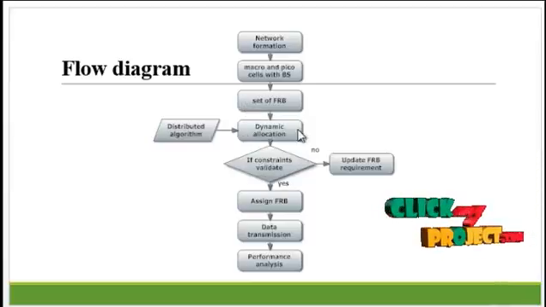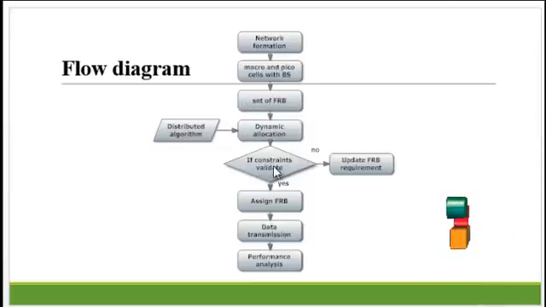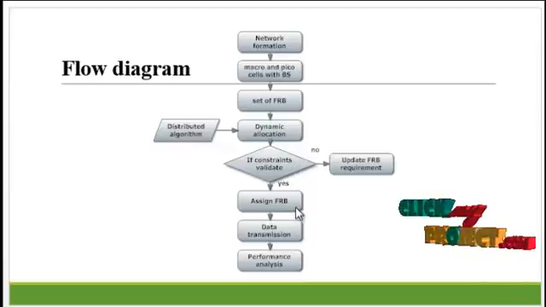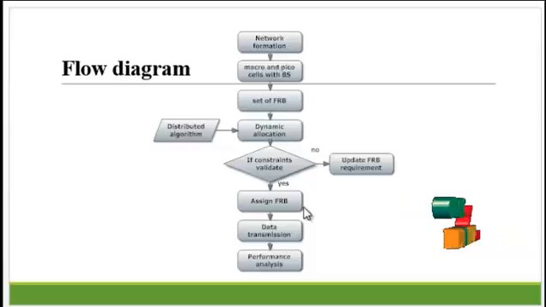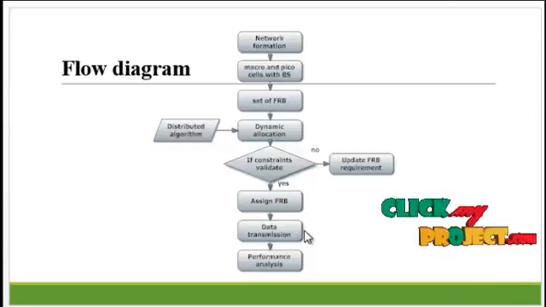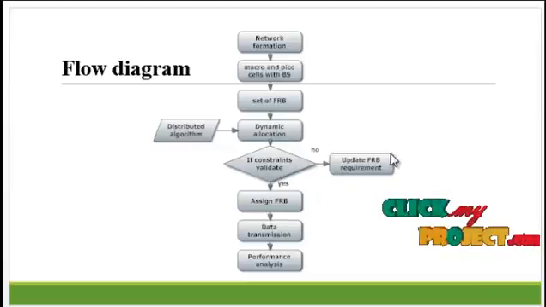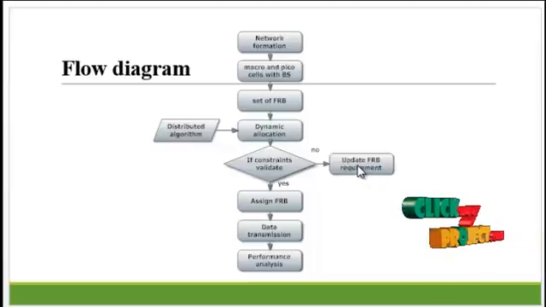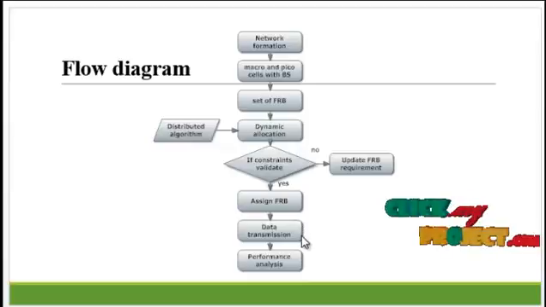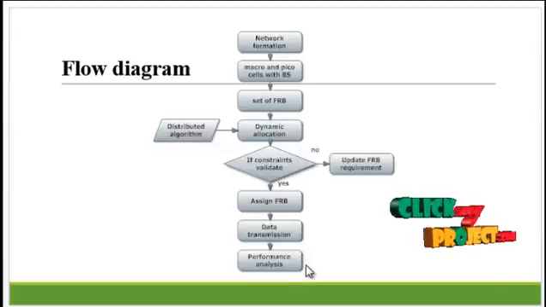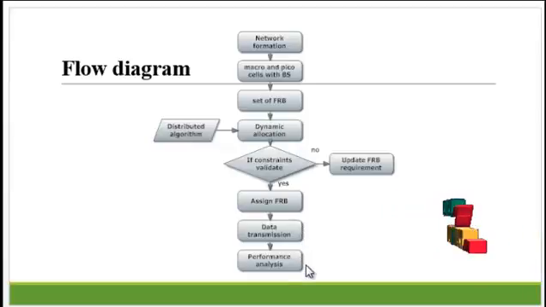If the constraints of the allocation process are validated, then it assigns the frequency resource block, that is FRB, to transfer the data. That is, it performs the data transmission. Else, if the constraints are not satisfied, it updates the FRB requirements and then it processes the allocation process again. Finally, the performance is analyzed with its metrics.